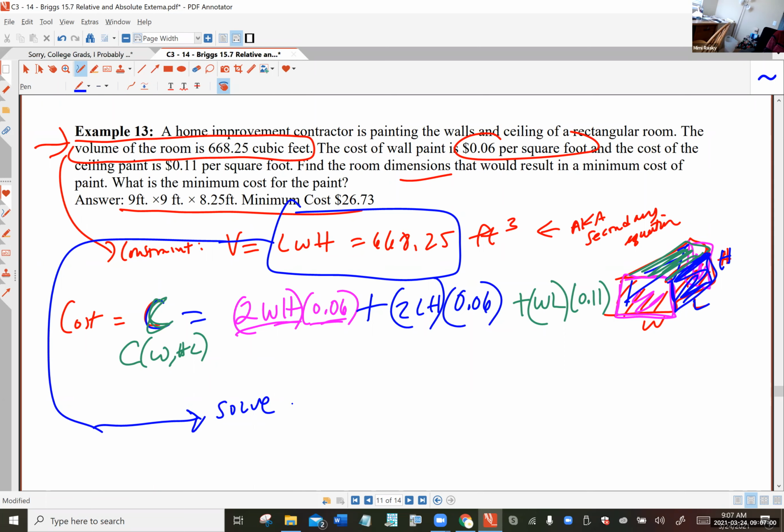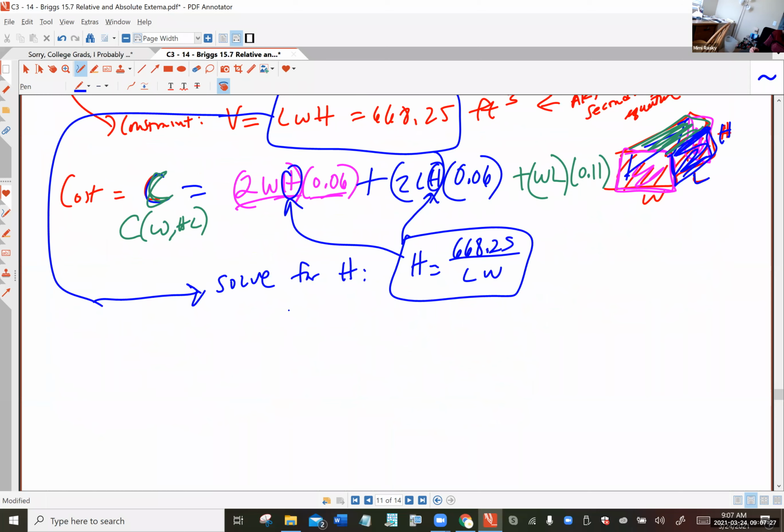I'm going to kill off the variable H. So I'm going to solve for H using our volume constraint equation. And when I do that, I get H is equal to 668.25 divided by LW. And what am I going to do? I'm going to substitute this into my cost function everywhere I see the letter H. And there's two spots. So this cost function is going to get kind of messy.